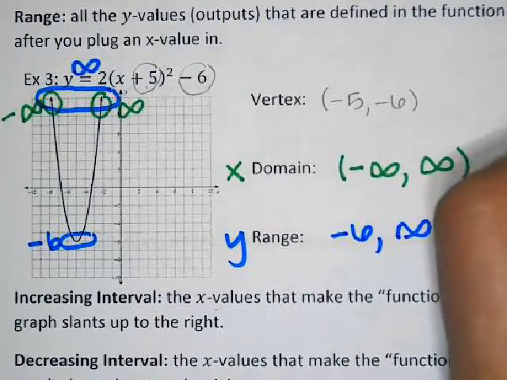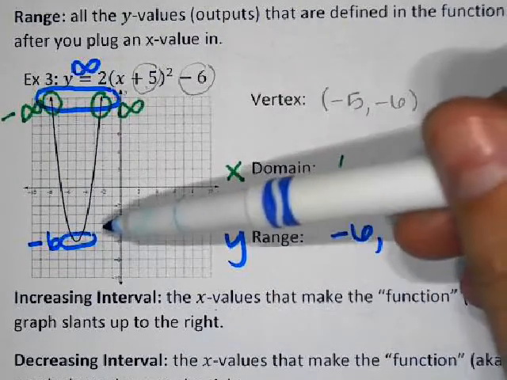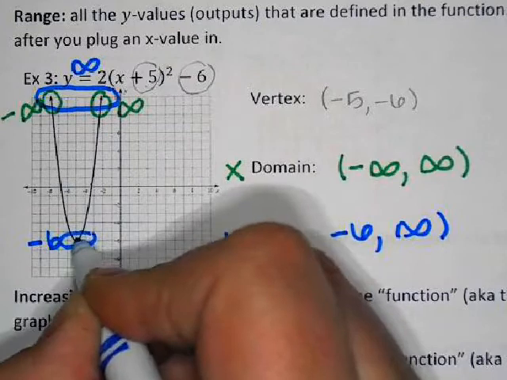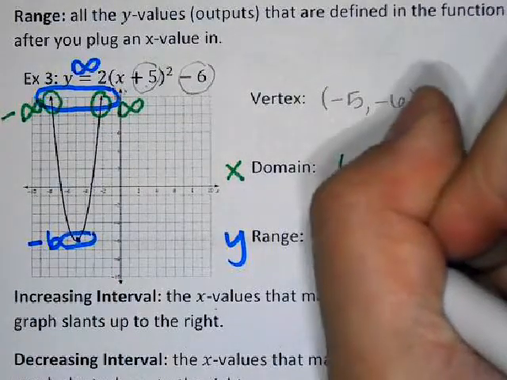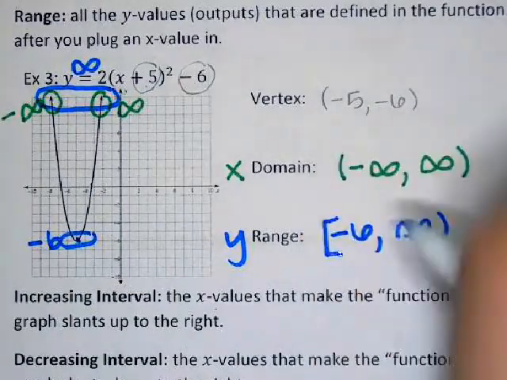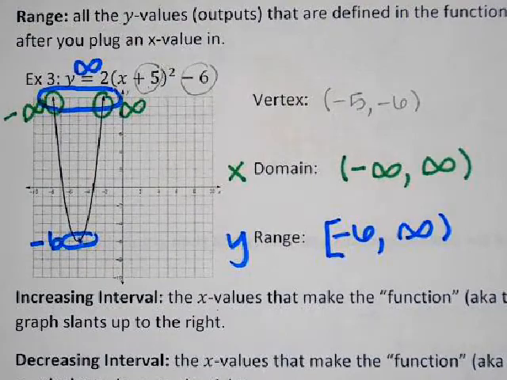For infinity, we always put a parenthesis, but the -6, if you said, Miss Rice, where's -6? I would say here, it's right there where I put the dot. That's where the -6 is. And anytime I can do that, we put a bracket around the number. All right, so that's the domain and the range.